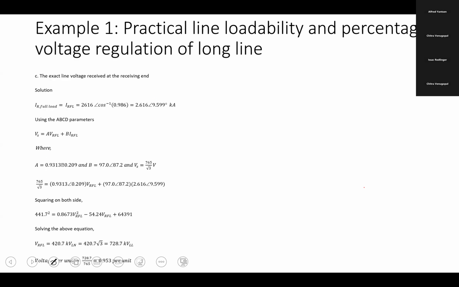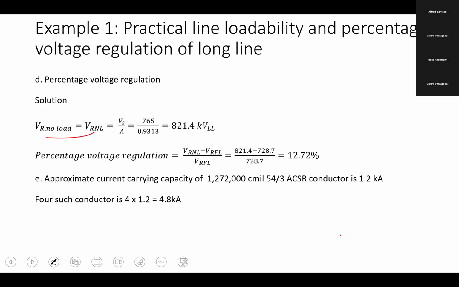And voltage regulation. Voltage regulation is no load minus full load divided by full load. Okay, so you have to calculate the full load voltage and then the no load voltage, and then calculate the percentage regulation. So this is the percentage of regulation. So this is the approximate line carrying capacity.